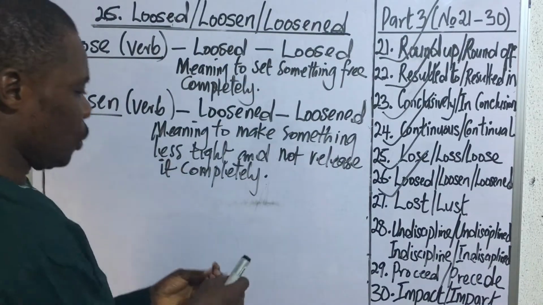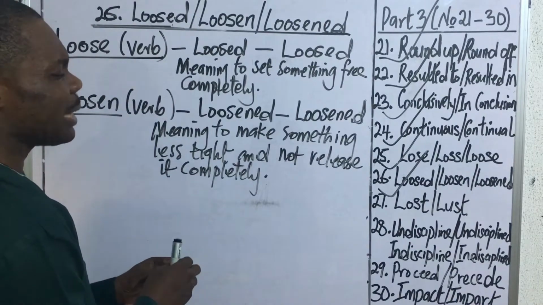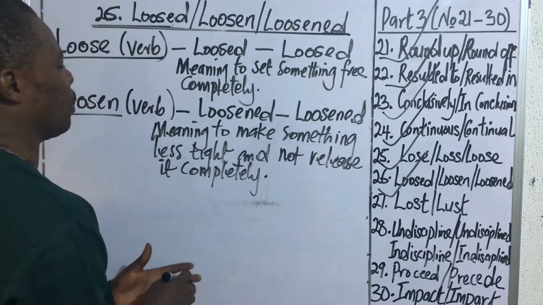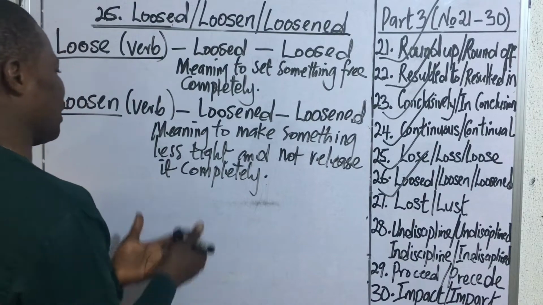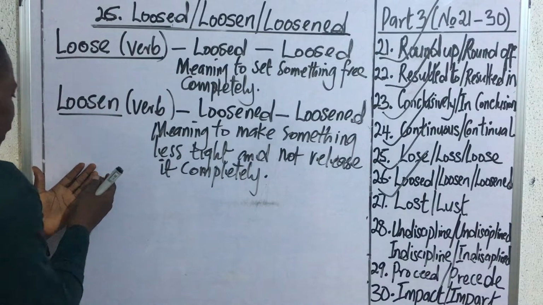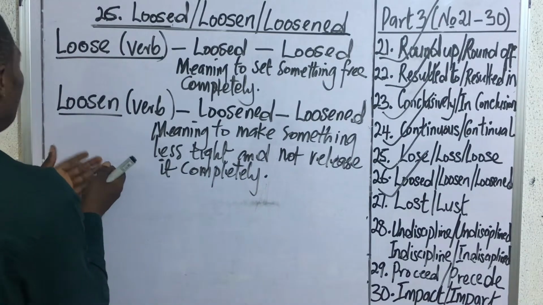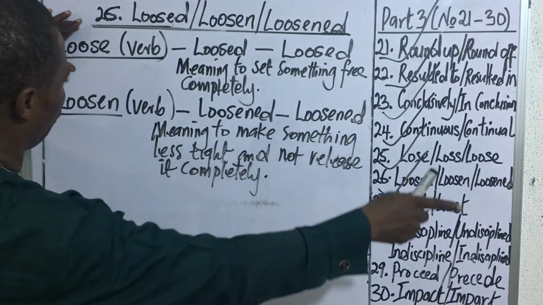It means to untighten something. That is, to make something less tight, or to loosen something and not lose it completely. If you are loosening something, you are not losing it completely. If you are loosening something, you did not do it to let it go fully.